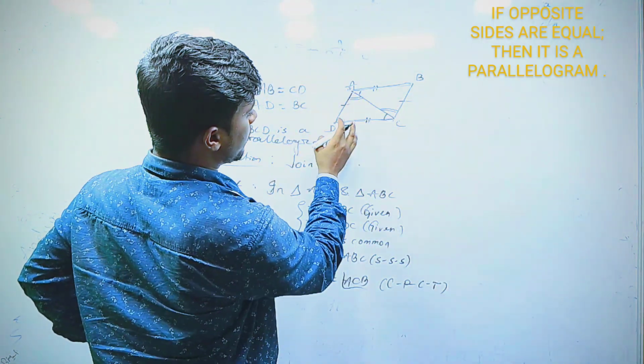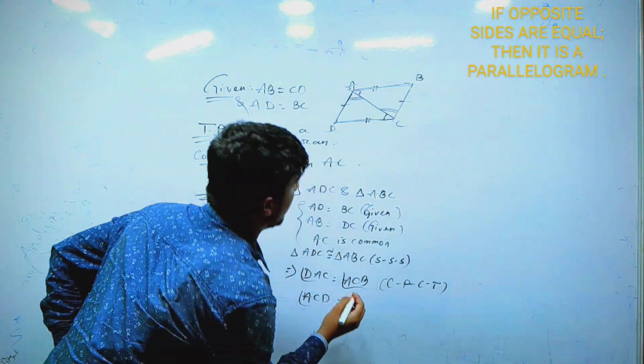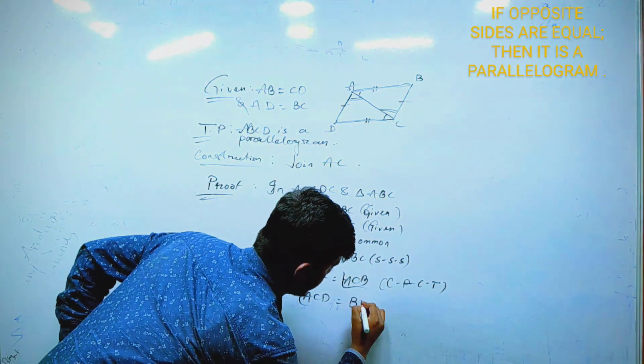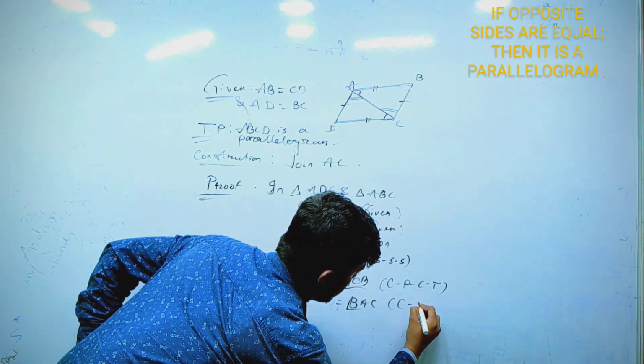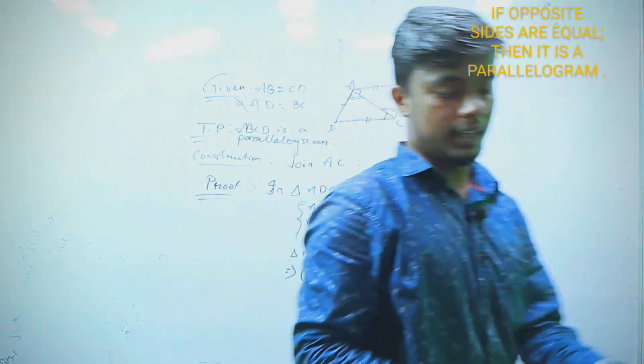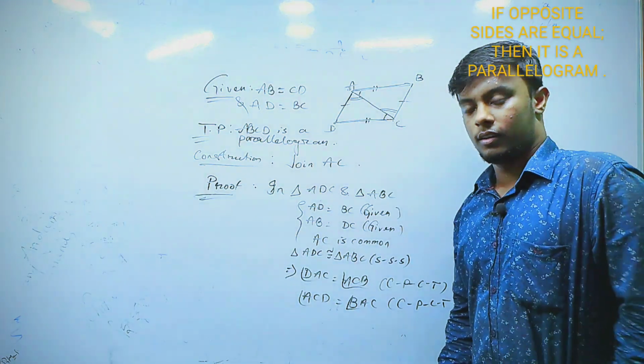Then again we can write by this: ACD equals BAC, that is by CPCT. Okay. So right now we can say that these two angles will be equal.